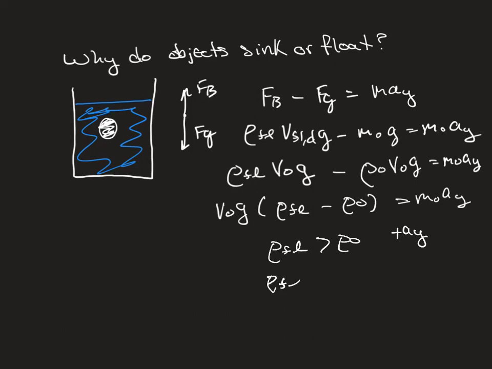If density of the fluid is less than density of the object, though, when you do the subtraction, you get a negative answer, so your acceleration ends up being negative, and the object will sink. So the buoyant force explains why density matters when objects sink or float in a fluid.